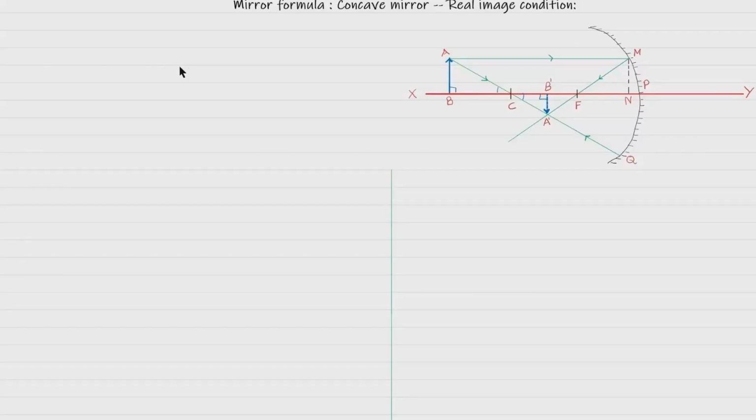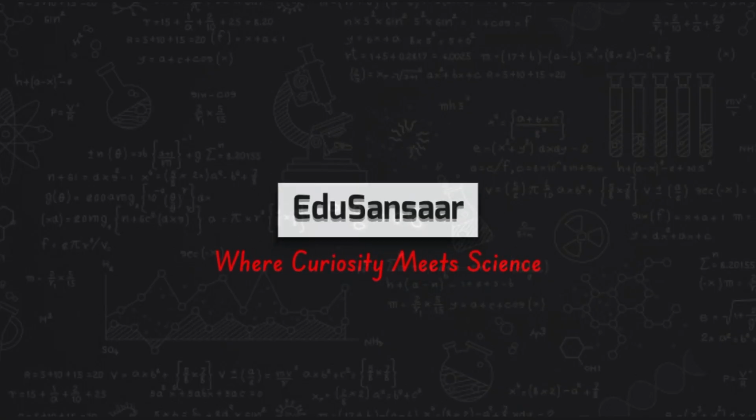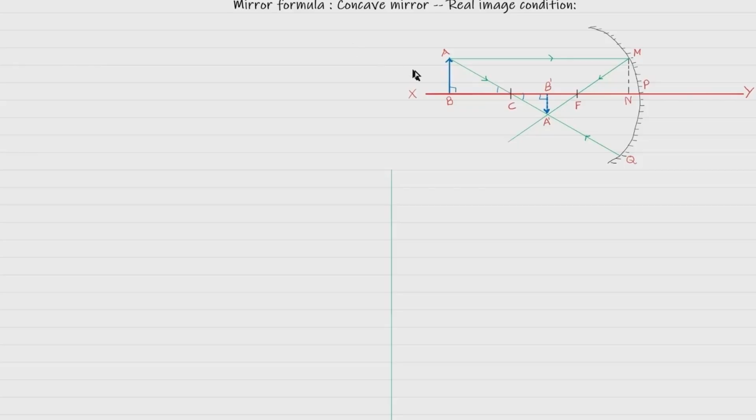Today I am going to discuss the mirror formula using a concave mirror in terms of the real image condition. For our convenience, I have already made a figure alongside. So let us acquire some information regarding our figure.